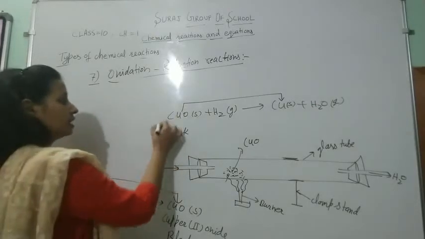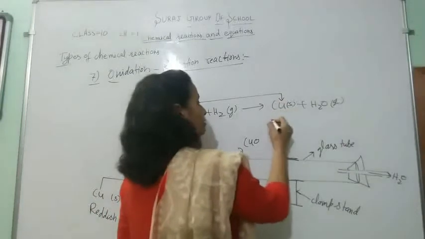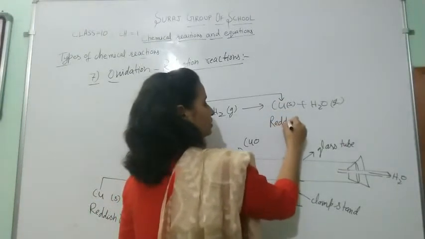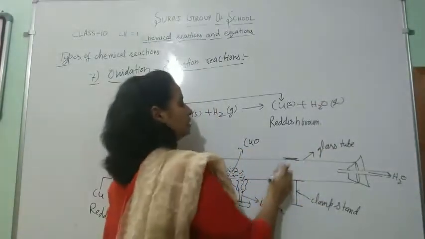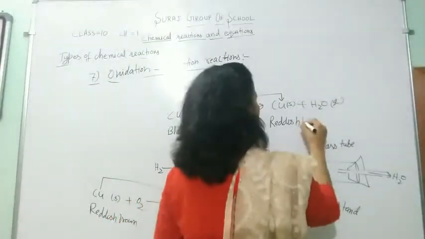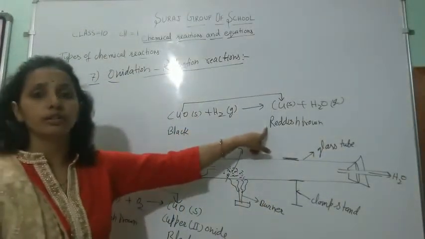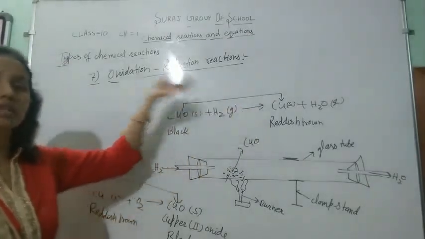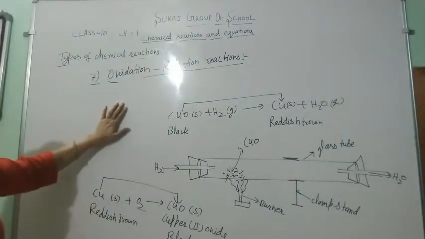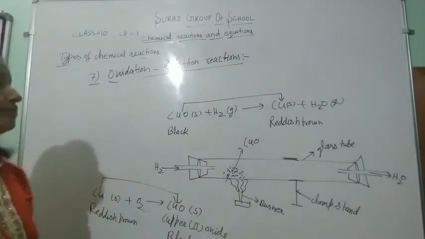Now the black copper oxide is converted back into reddish brown copper. Copper oxide is converted into copper. We can say this reaction is reversible, but it takes place in the presence of hydrogen.